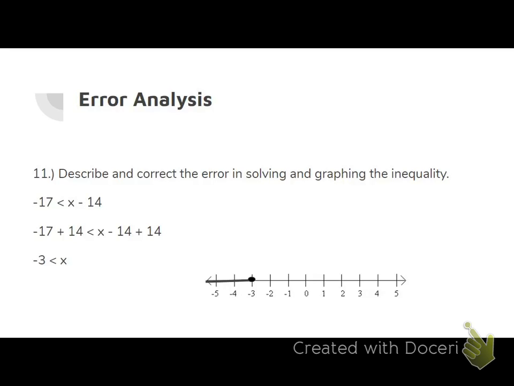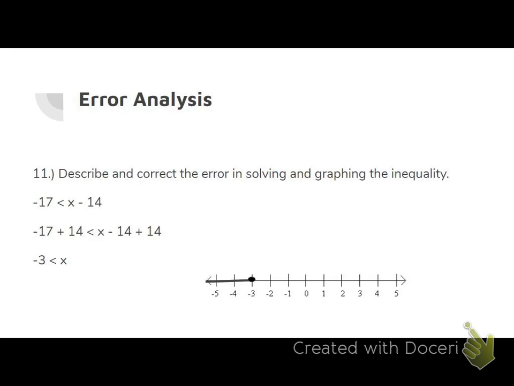All right, error analysis. Describe and correct the error in solving and graphing. If you don't get this one written down, not a huge deal. But let's just look at what they did. You don't have to write it, but I do want to talk about it. So we need to be paying attention. So they started off with an inequality. What would you do to both sides to solve it? Add 14. They were taking it away, so we would add it. And it looks like that's what they did, so that's good.